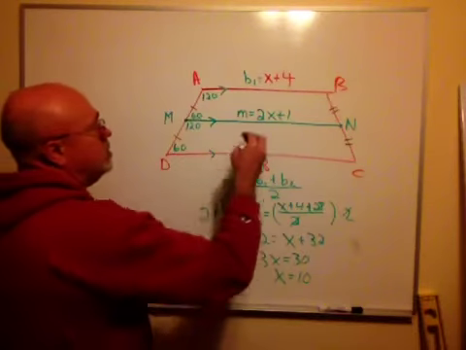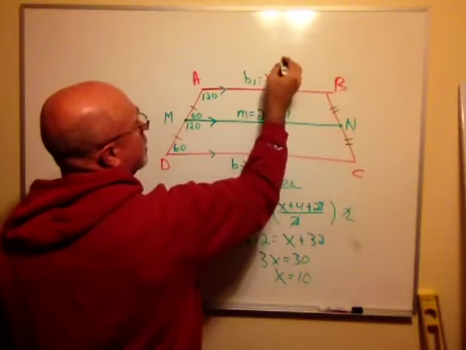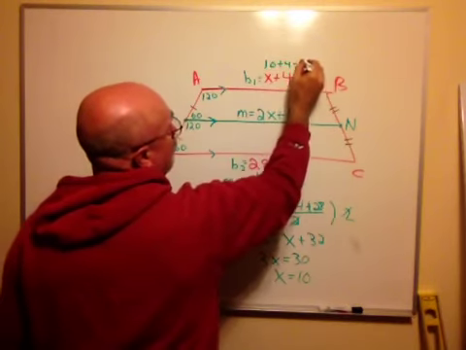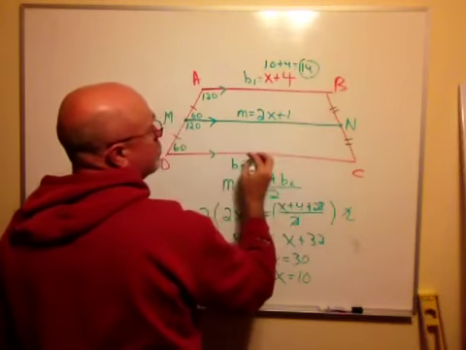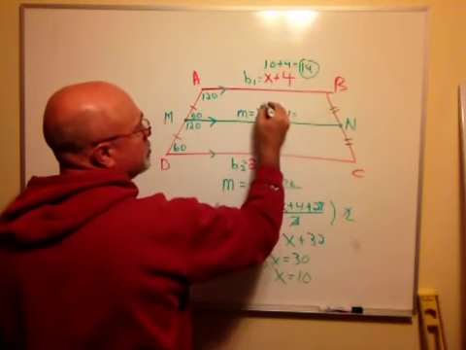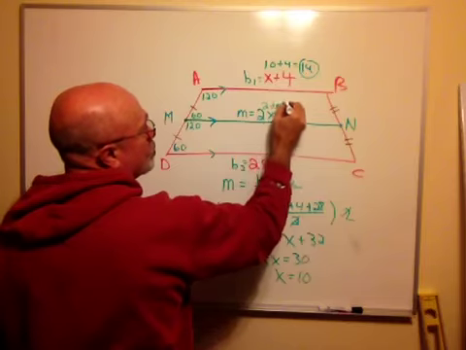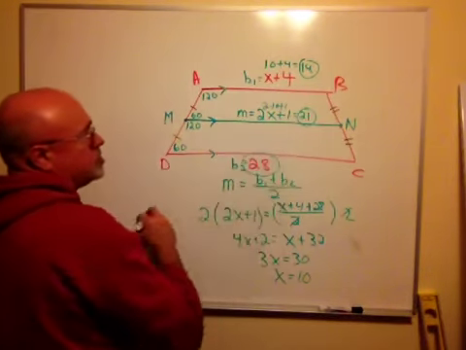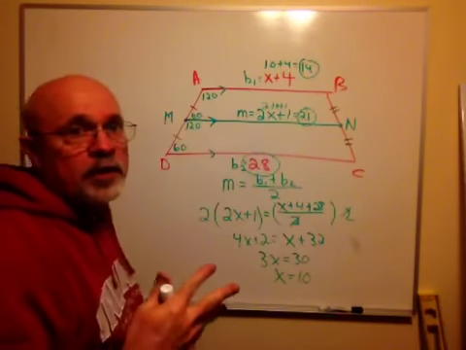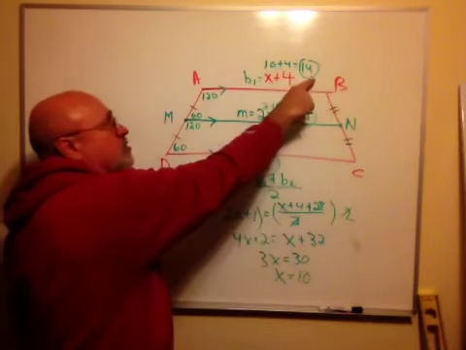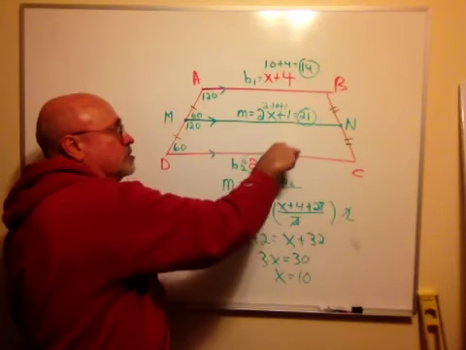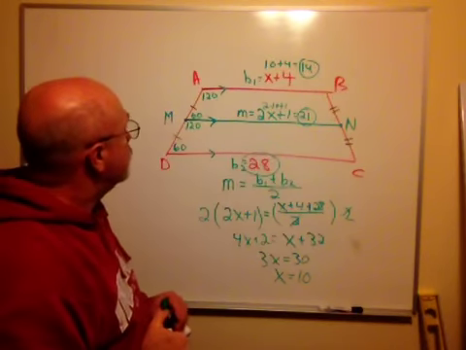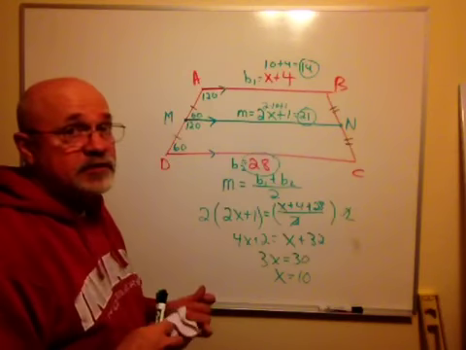If x is 10, then this top base would be 10 plus 4 would make it 14. The median would be 2 times 10 plus 1. That's 21. And of course we already knew that the other base was 28. We can easily confirm that you add 7 to go from 14 to 21. Another 7 takes us to 28. Again, that shows that the 21 was the median, and we have the lengths of all the segments.